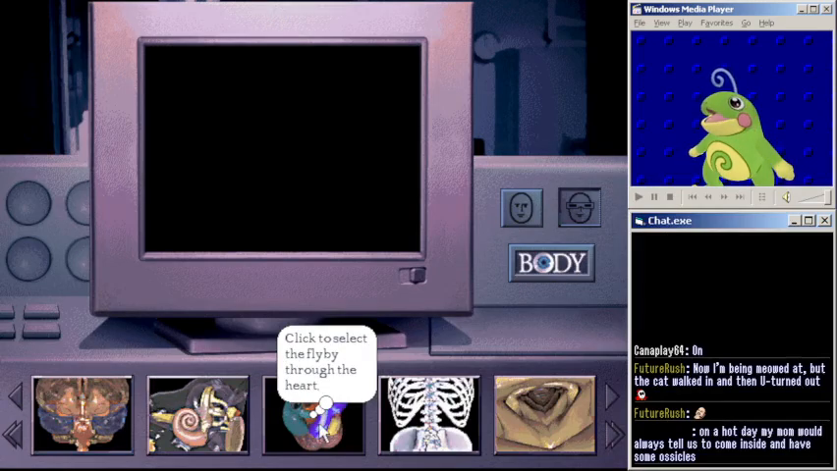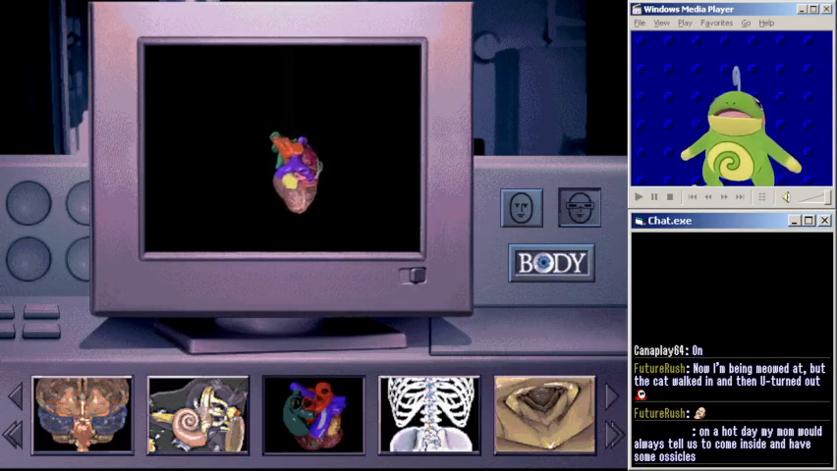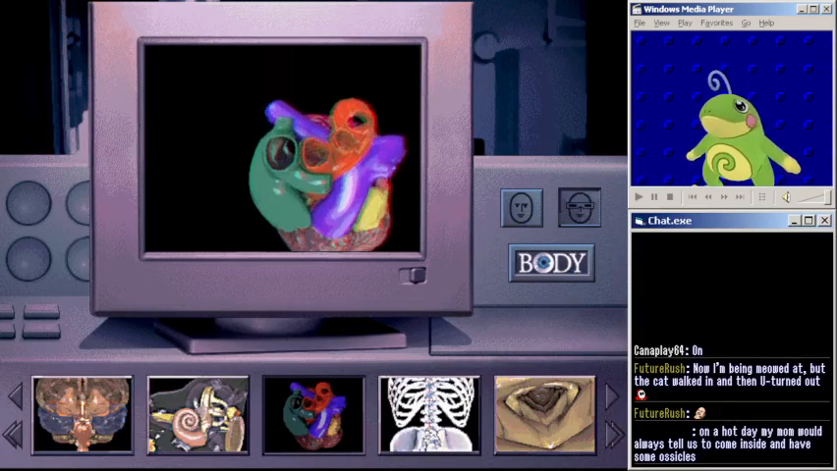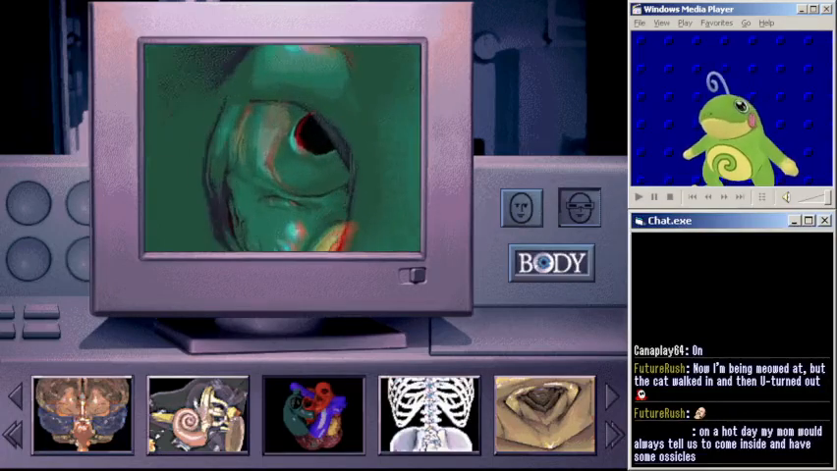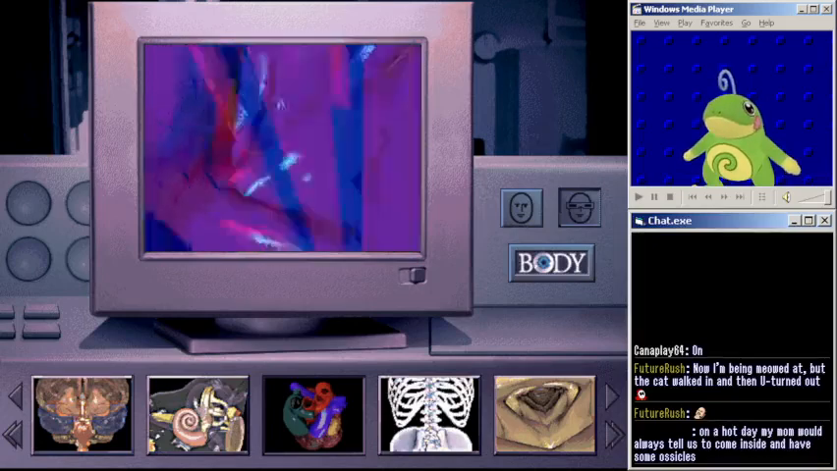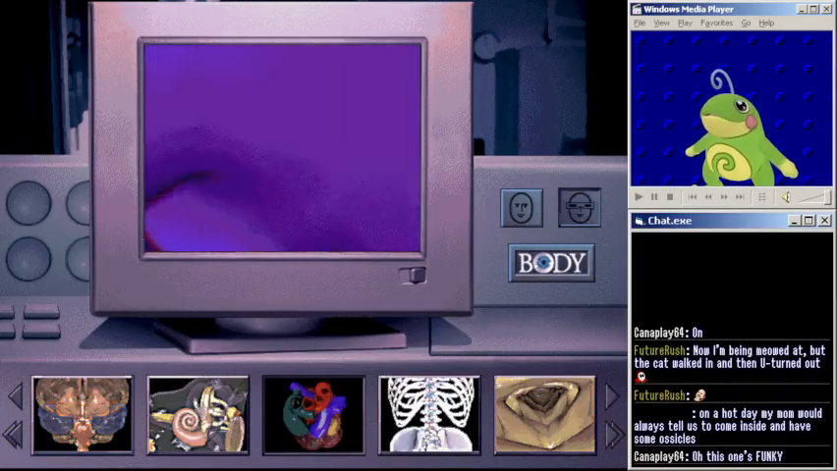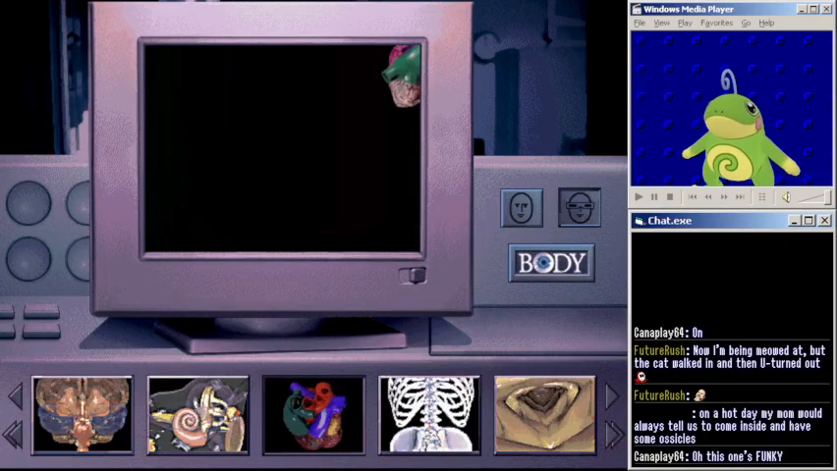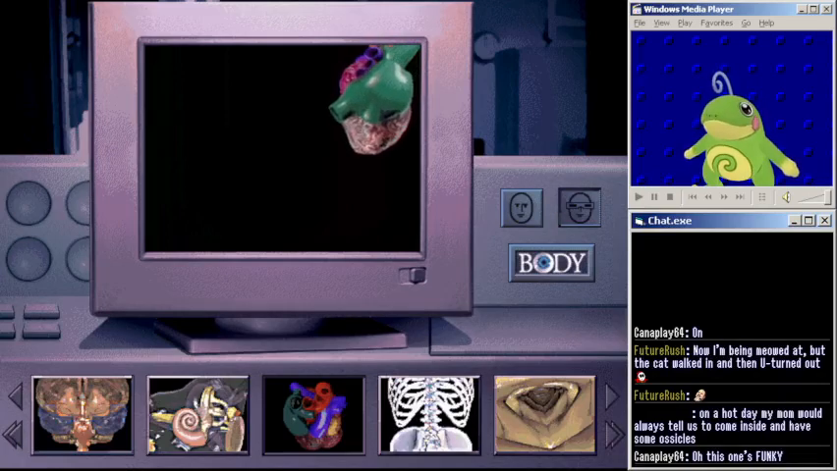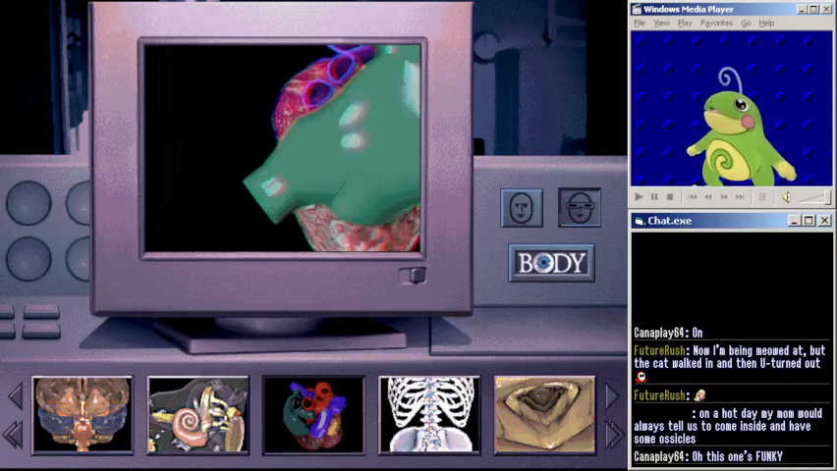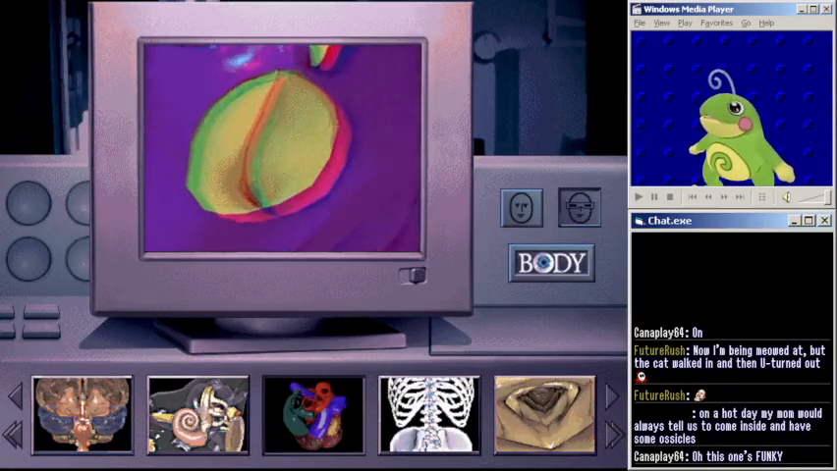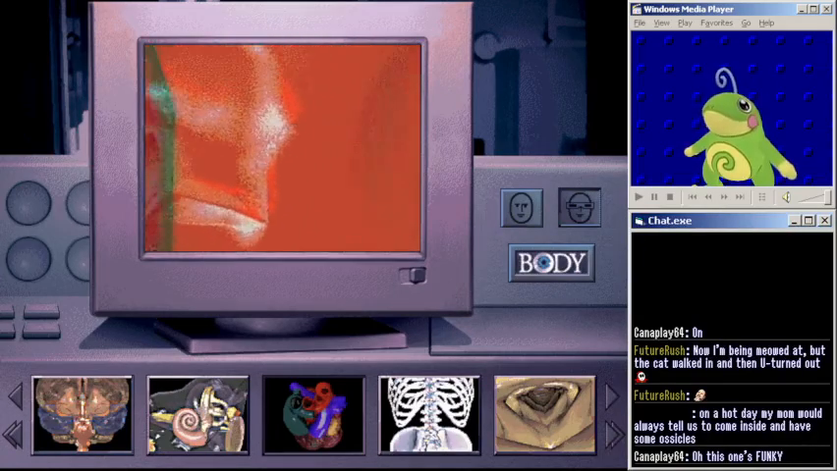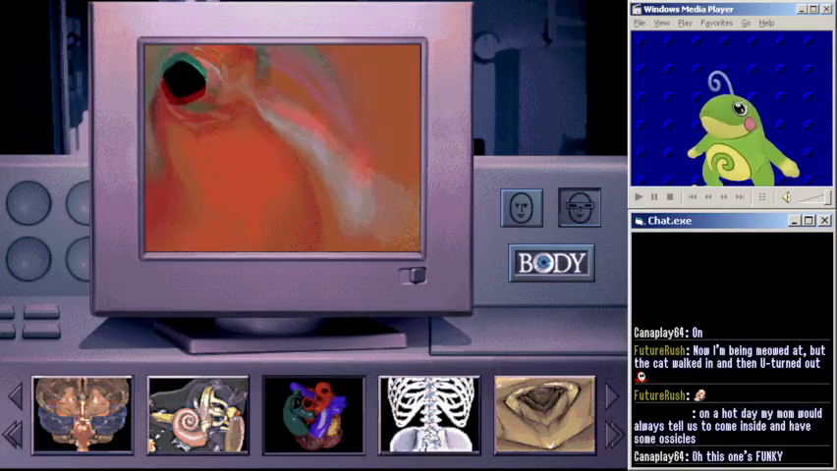Ooh, flyby of the heart. Right atrium. Tricuspid valve. Right ventricle. Pulmonary valve. Pulmonary artery. Left atrium, mitral valve. Left ventricle, aortic valve, aorta.